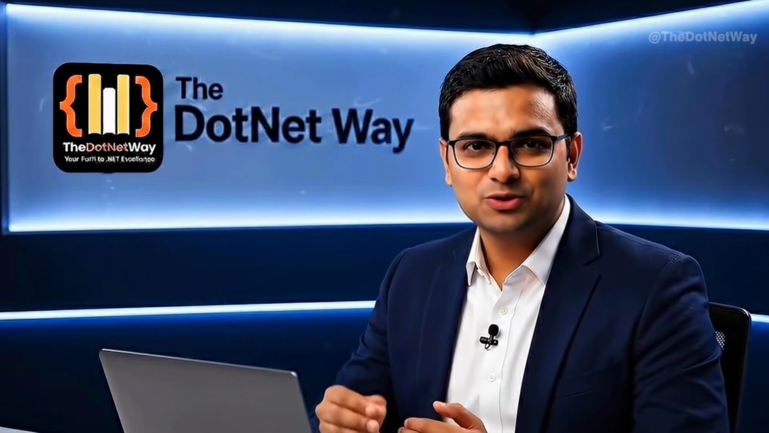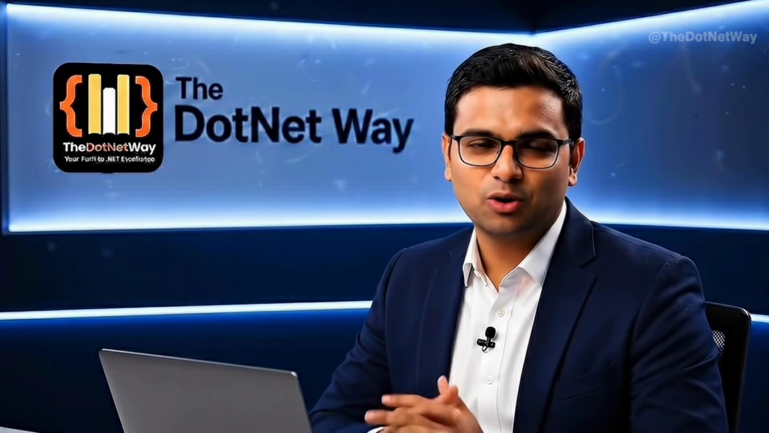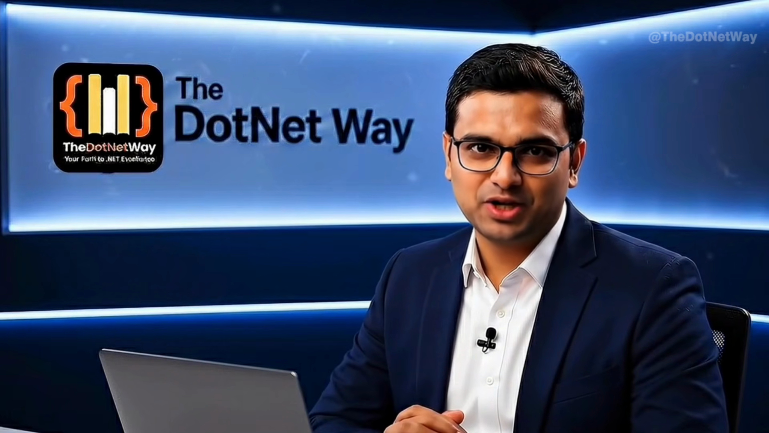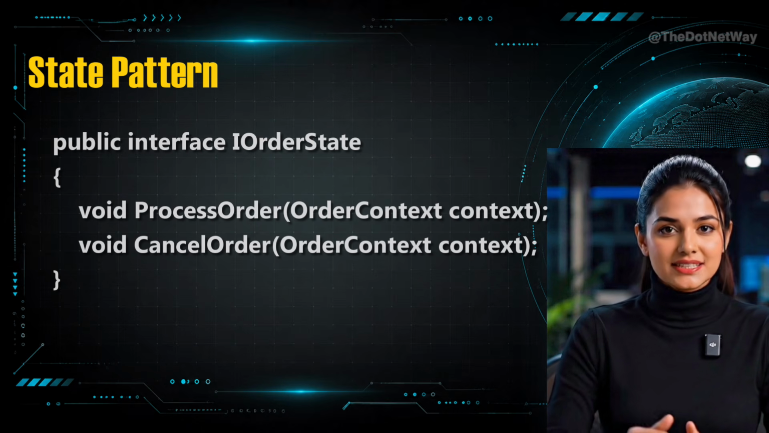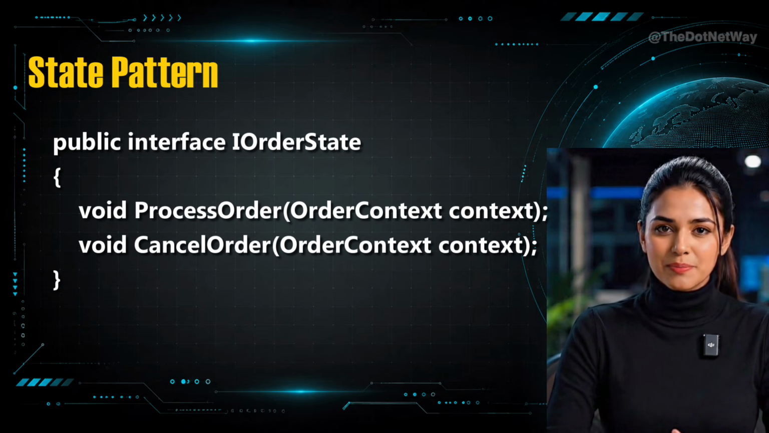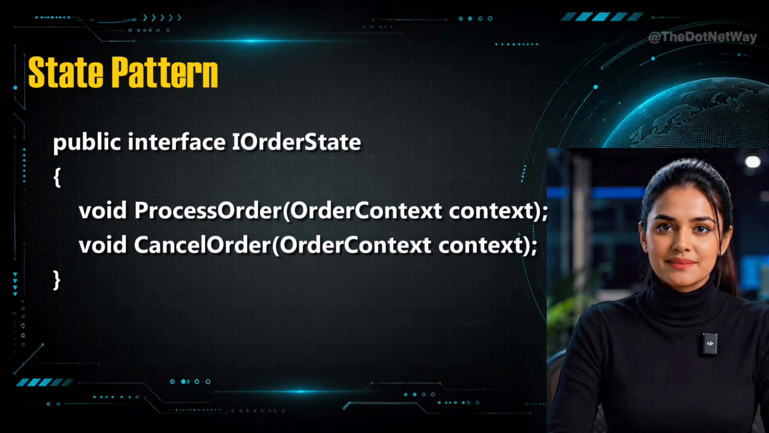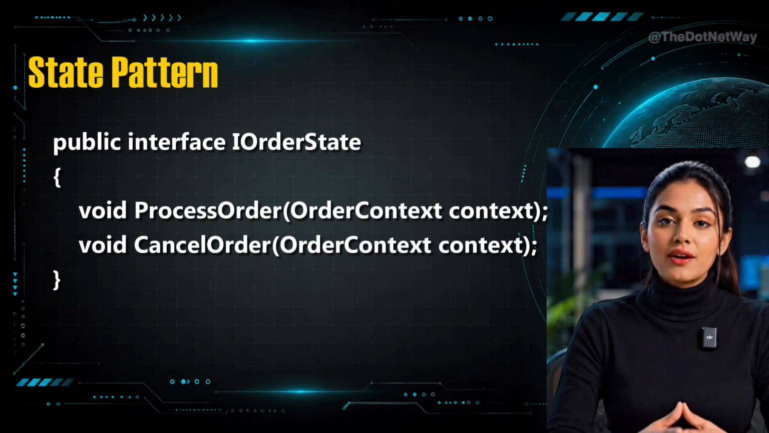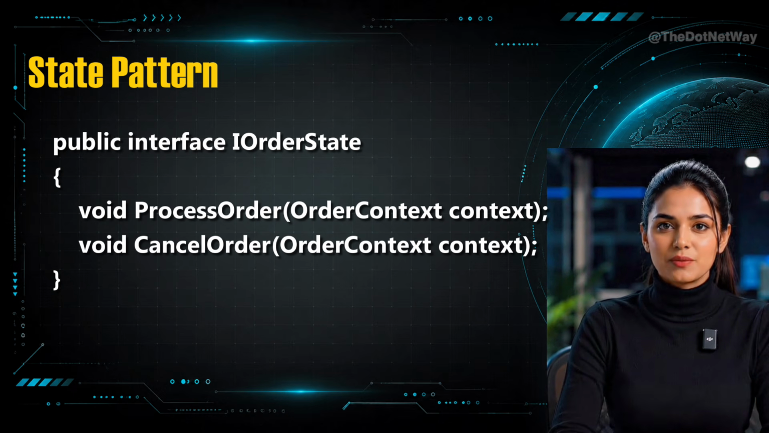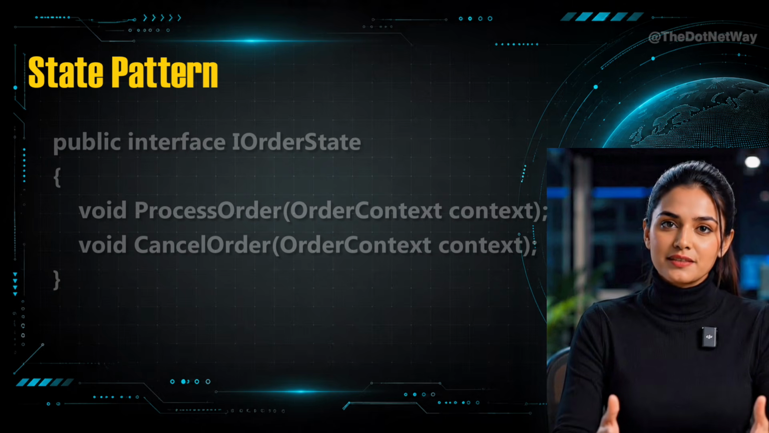How do you manage complex object states like an order's lifecycle without giant switch statements? I use the state pattern. It allows an object to alter its behavior when its internal state changes. Instead of checking if status equals shipped, we create separate classes for PendingState, ShippedState, and CancelledState. Each class implements IOrderState and knows exactly what rules apply to that specific state.